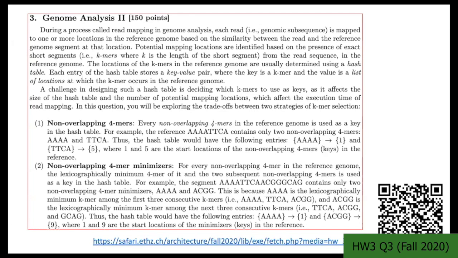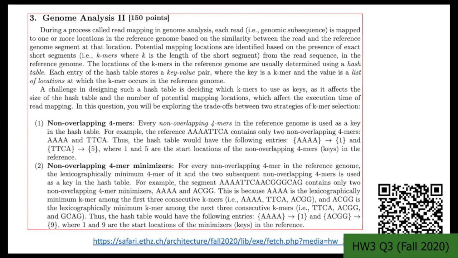Okay, hello everyone. So now I will discuss one of the questions that we cover in homework number 3, and the question is about genome analysis. The number for the question is 3 as well. The question states that during a process called read mapping in genome analysis, each read, which is basically a subsequence of the entire DNA. So think about the read as just a genomic subsequence.